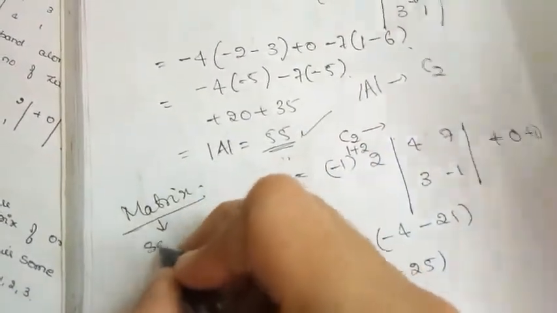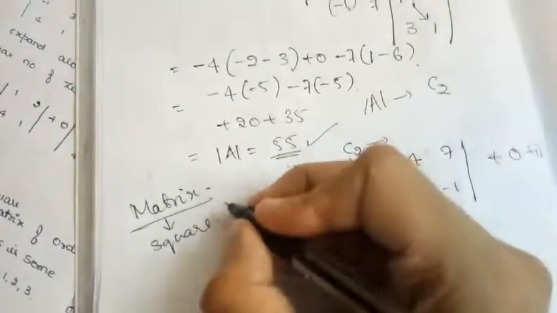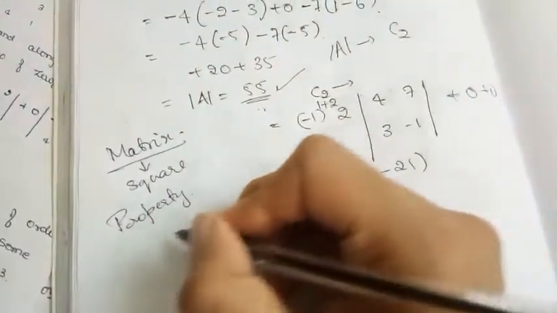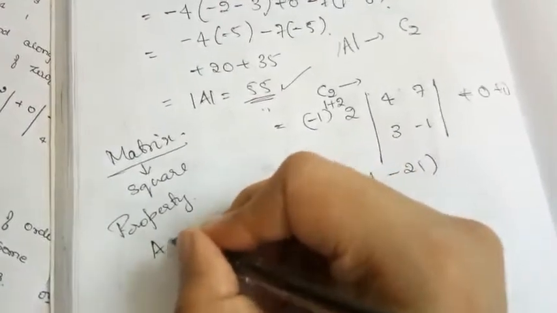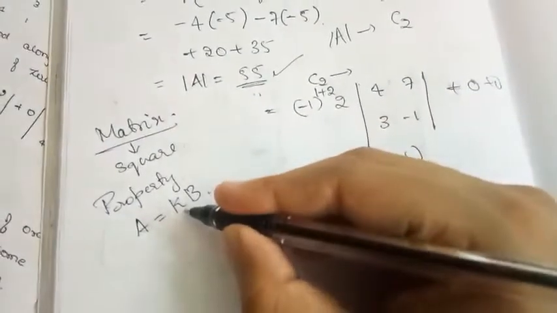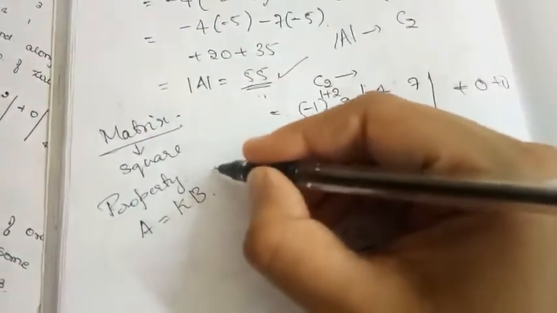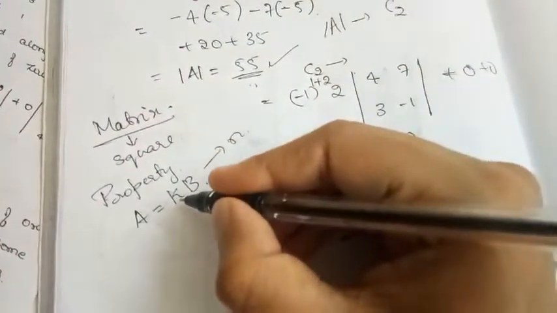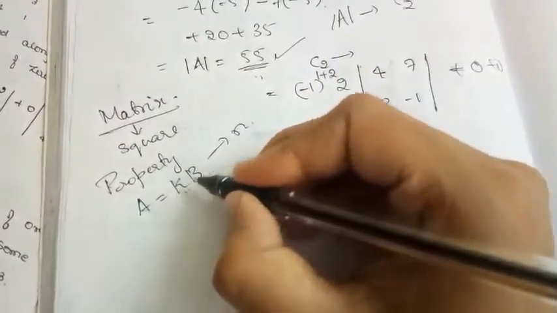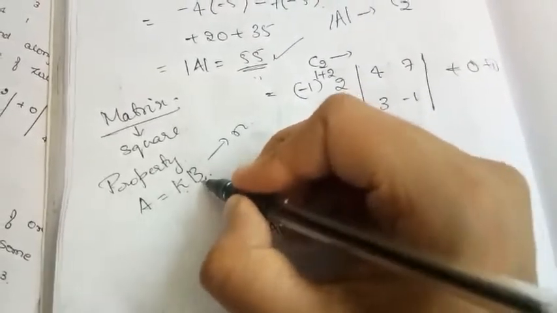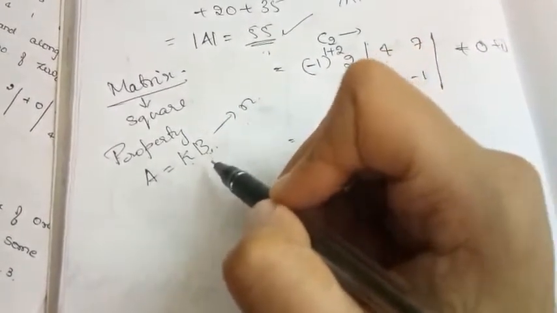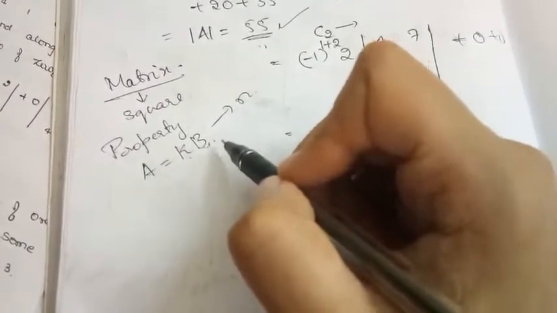In a matrix, that too in a square matrix, we have come across one property: if matrix A is equal to K times matrix B, where A and B are square matrices of order n, then K is multiplied to each and every element of matrix B. This is what we have learnt in matrices, that is scalar multiplication, when a scalar is multiplied to a matrix. I think we have learnt this one in matrices.